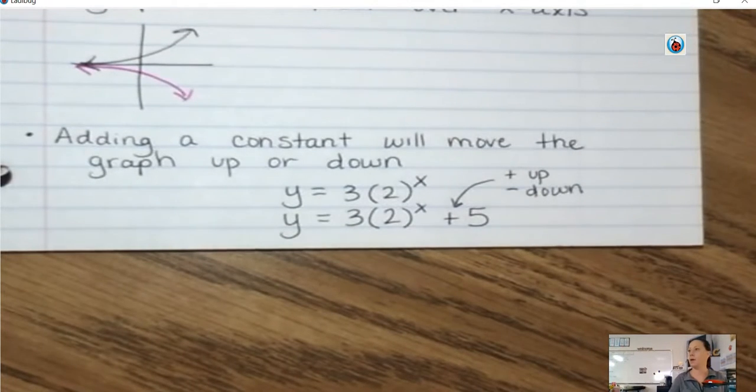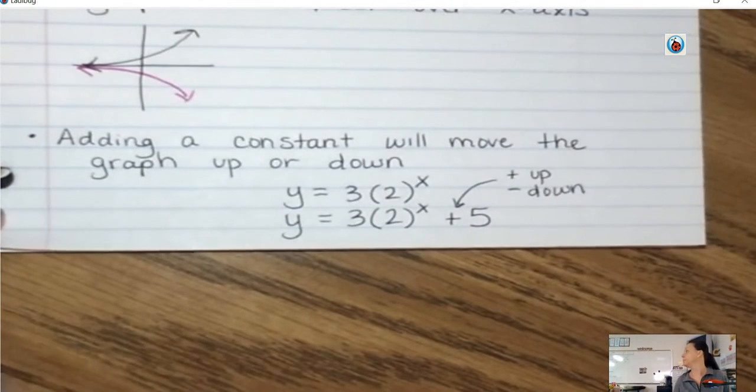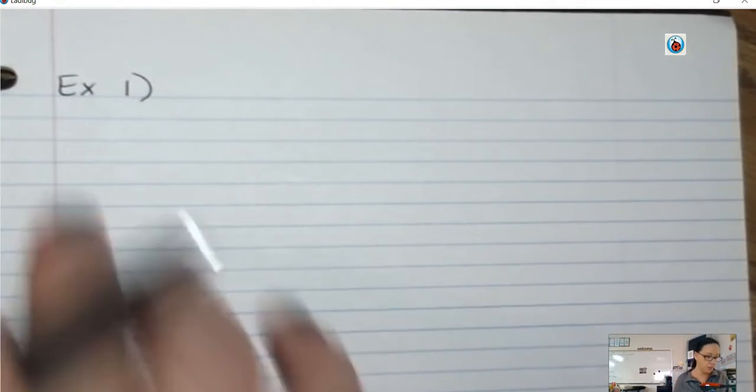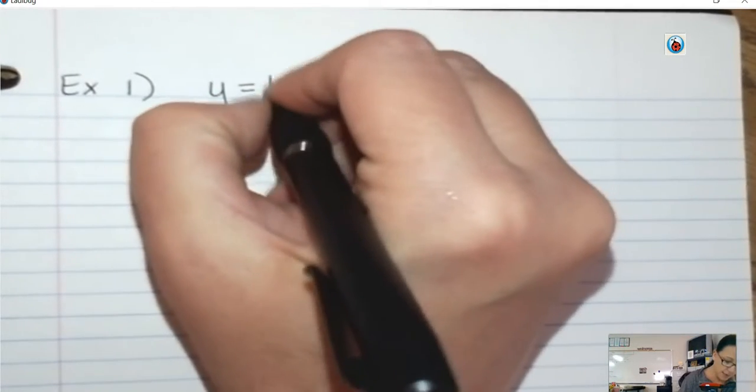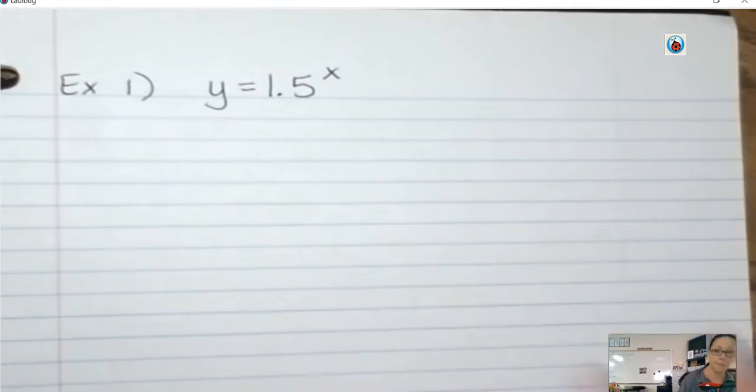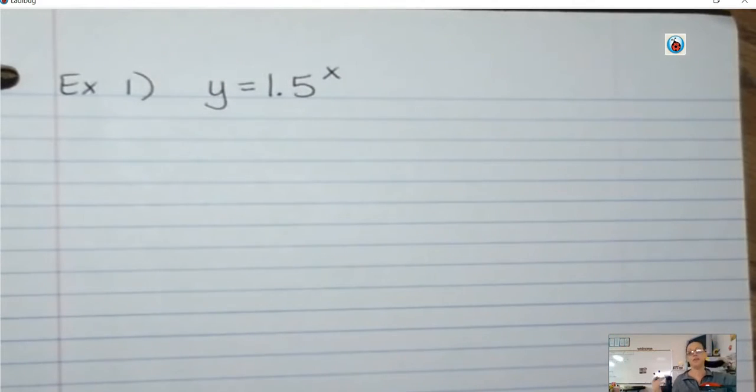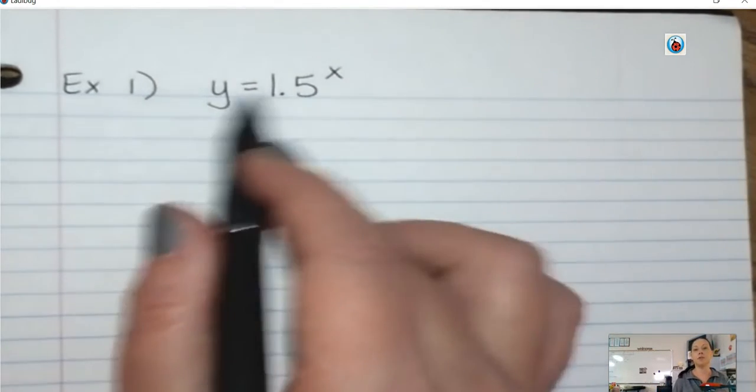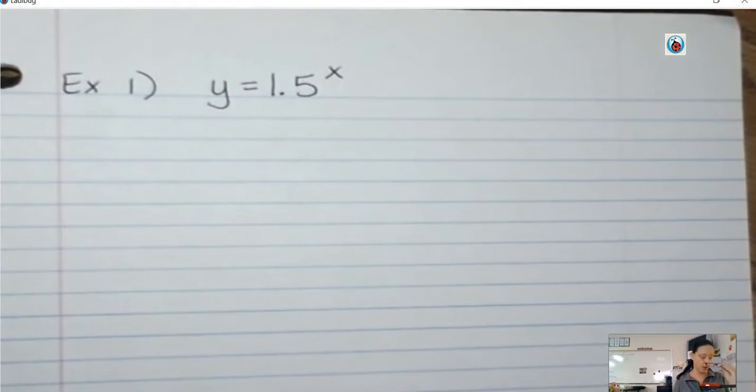Okay, let's start with example 1 then. Sure everyone has that? Okay, for the first few examples we do with example 1, the original equation we're going to keep using is y equals 1.5 to the x power. And then I'm going to keep giving you new equations, and I want to see how they moved from this original equation to this new equation.